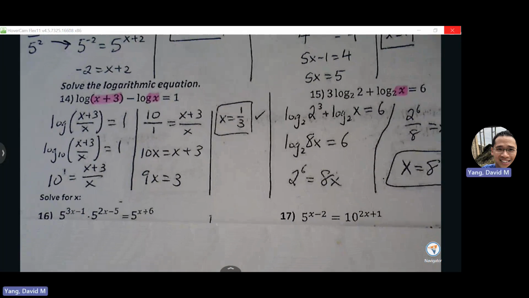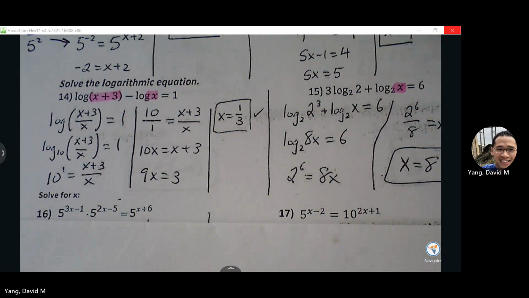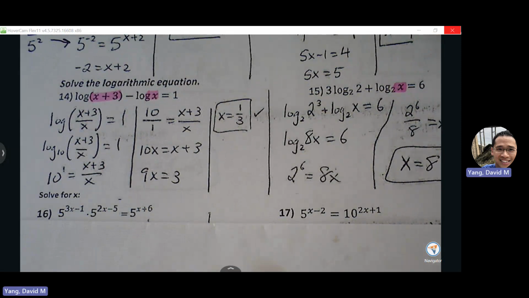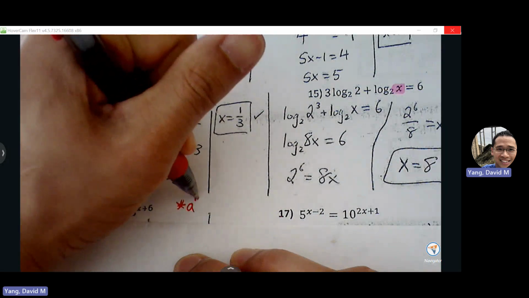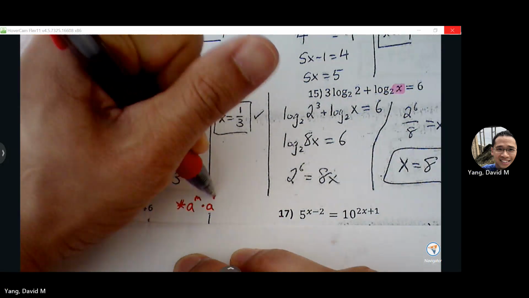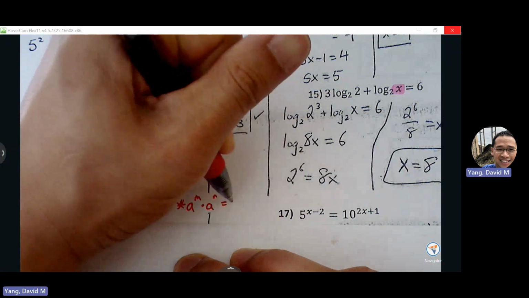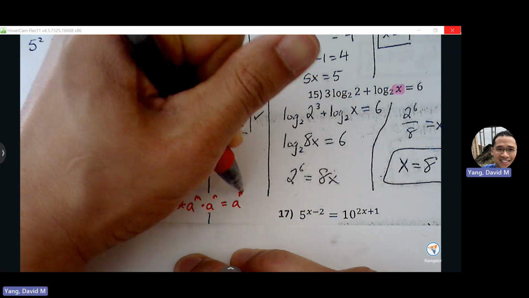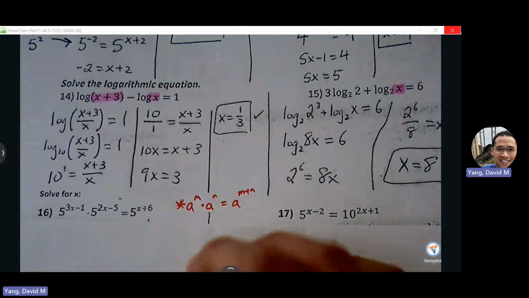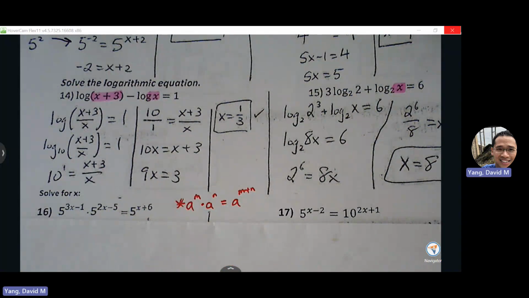Okay, 16. We would like to match the bases and cancel them out, but that left side requires a little bit of cleanup. So here's something to remember. If I'm multiplying powers with the same base, I can merge them together and just add the exponents. A to the m times a to the n equals a to the m plus n.